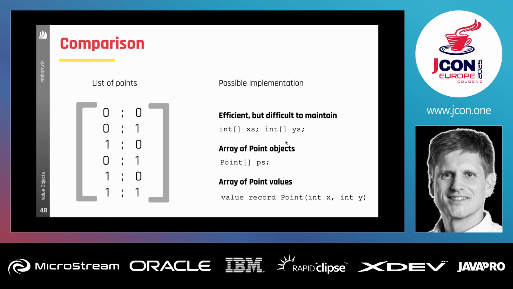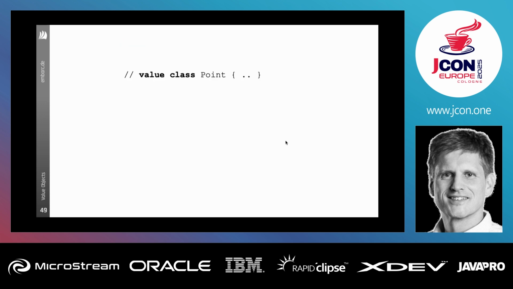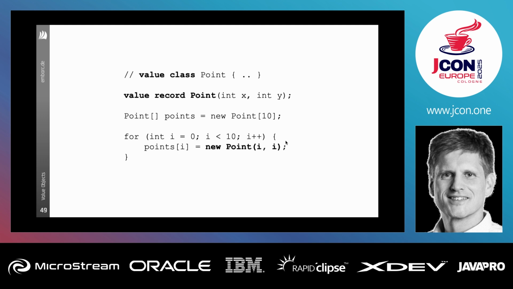You just have to add the value keyword before record or class. So record or class, you can use both. And actually, that's quite simple. We have to talk about the consequences, but the implementation is already there. I could also use a value class, of course, but then I have to implement some more boilerplate code. So let's stay with records.